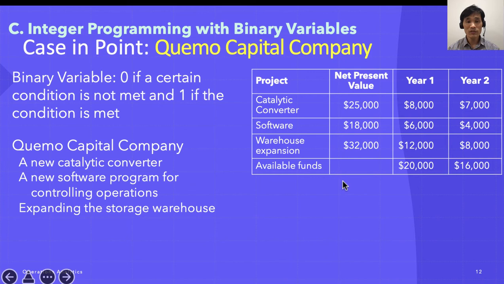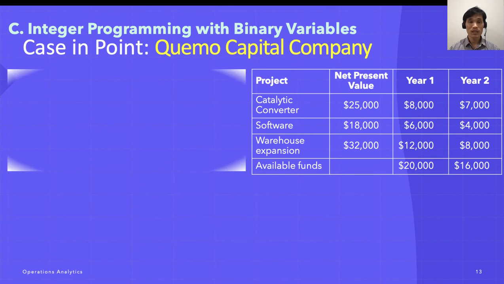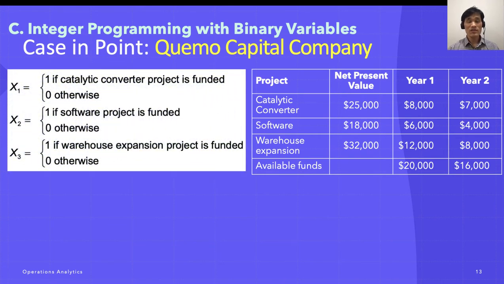And the available funds, if they have money, they can invest in all of these projects. However, the availability of funds is $20,000 for year one and $16,000 for year two. So as a result, they have to make a choice. To formulate this as an integer programming problem, we identify the objective function and constraints as follows.